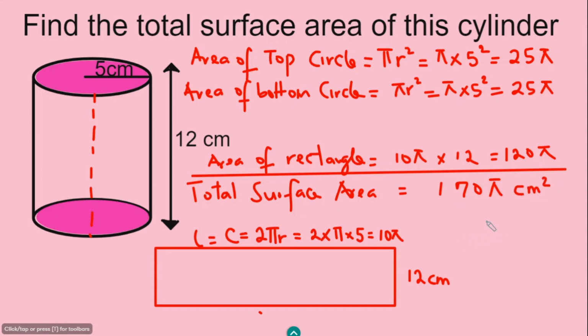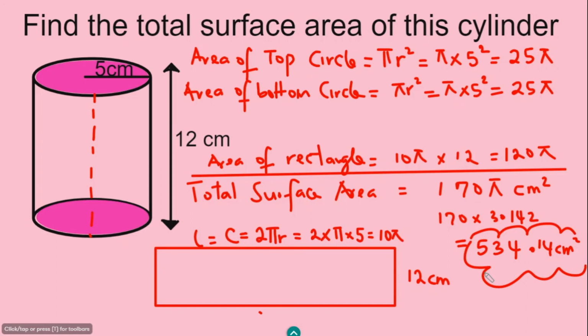Now, if you really want a nominal value for this, just multiply 170 by 3.142. That's 170 times 3.142, and that's going to give you 534.14 centimeters squared. So this is the total surface area of this cylinder.